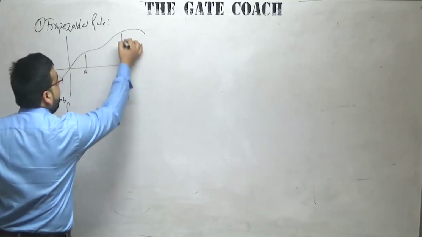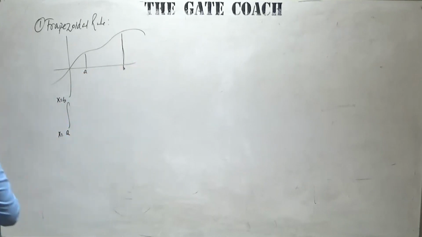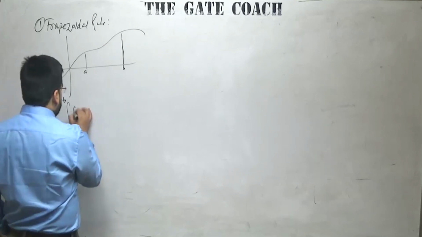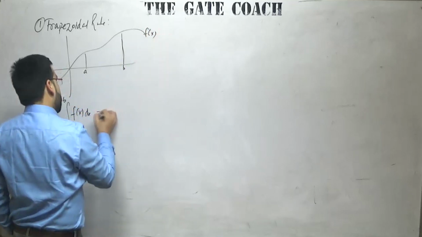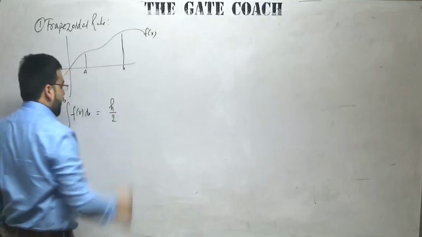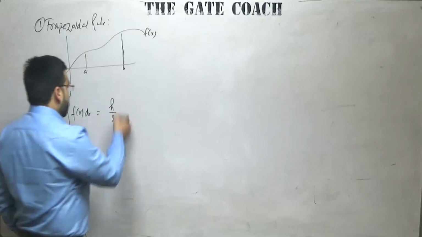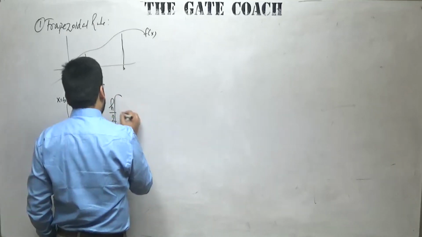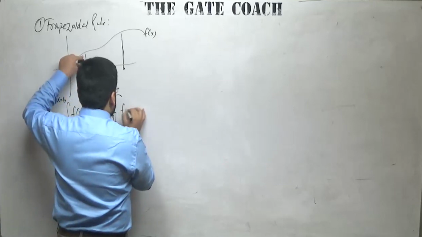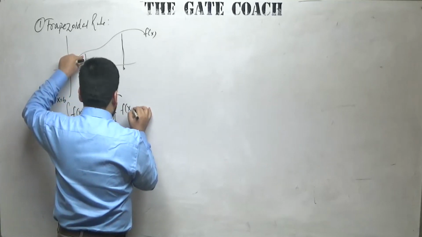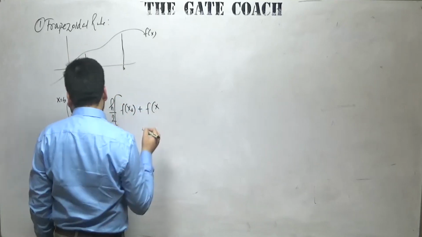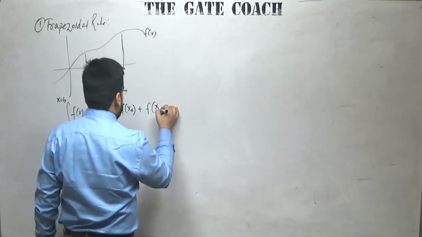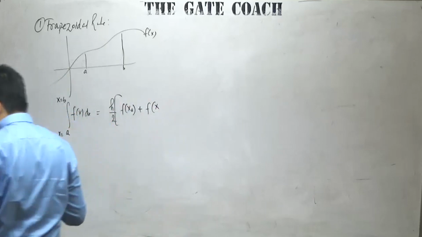Let us say here we have a and here we have b. It is given by the integral of f of x dx, this is f of x, h by 2, first thing, that is f of a, plus f of b.